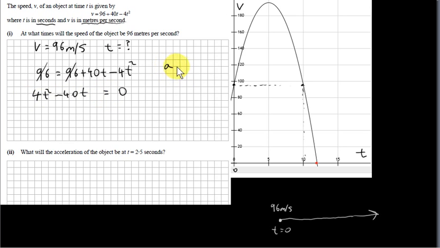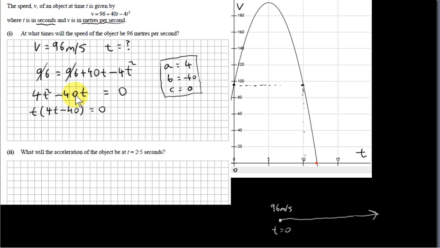We could use our formula, write down a, which is the coefficient of t squared, that's 4. Then b, the coefficient of t, is minus 40. C, the constant term, is actually 0 here. There's no constant term. And then what we could do is plug these numbers into the quadratic equation formula. However, since c is 0, it's a lot easier to solve this by factorizing. It's very easy to factorize a quadratic where c is 0 because we can just factorize t out of this, and we have t times 4t minus 40 equals 0.